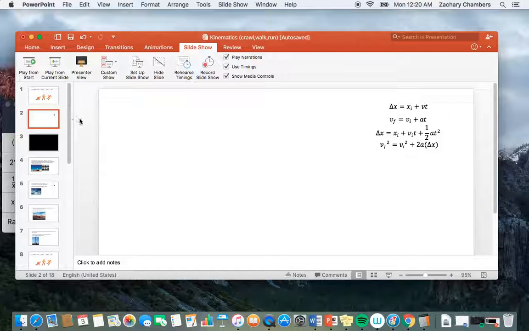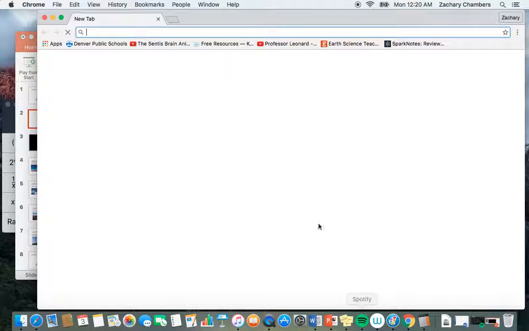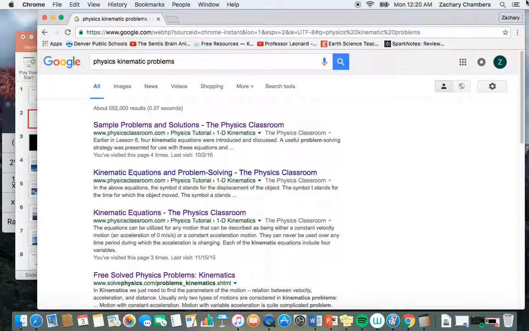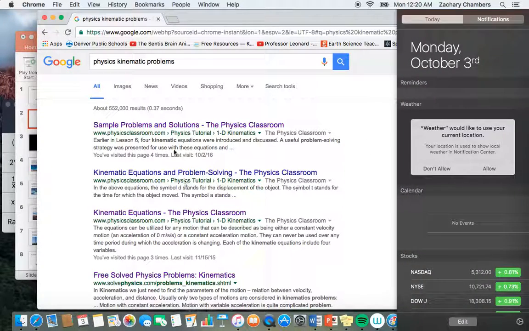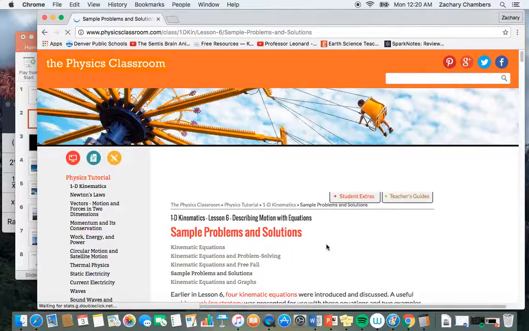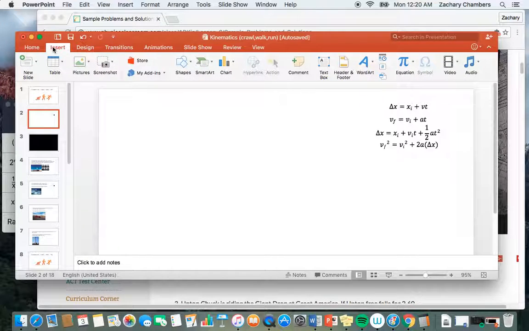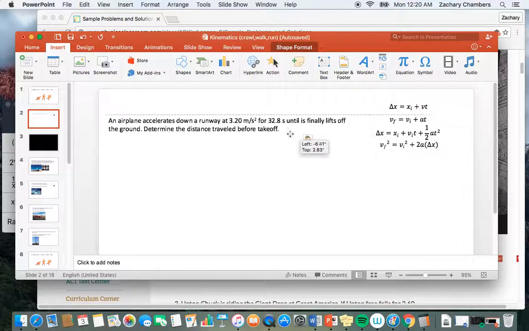So to demonstrate that this process works, I'm going to use it on just some run-of-the-mill kinematic problems that I found online. And I haven't worked these in advance, so hopefully this experiment works. So this is the physicsclassroom.com, and these are just some random kinematics problems. So I'm going to add it to my PowerPoint slide. Just copy and paste it. Now I got the problem.